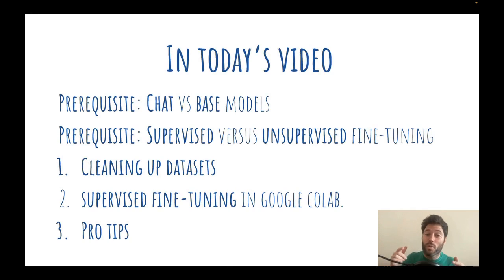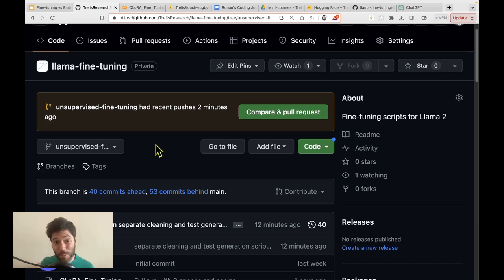In today's video, we are not going to cover the difference between chat and base models because that's in part two. We also won't cover the details behind supervised versus unsupervised fine-tuning, but I recommend you go back to part two and take a look because it's quite important for you to understand how that works. What I will cover, and I'll try to keep it brief, is how to clean up the datasets if you're doing unsupervised tuning, how to do the supervised fine-tuning in a Google Colab notebook, and finally, as always, a few pro tips.